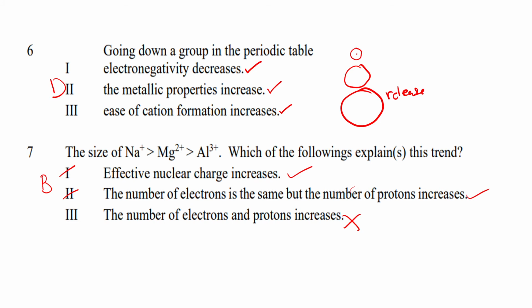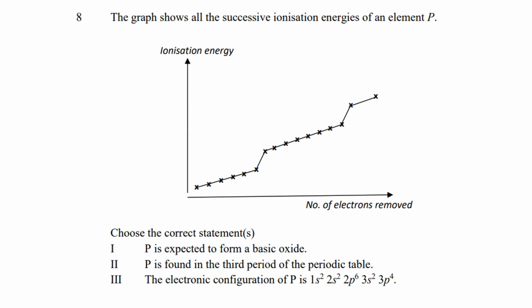Next, the graph shows all successive ionization energies of element P. If we count the total number of electron removed from this graph, 1, 2, 3, 4, 5, 6. So the 7th electron, 8, 9, 10, 11, 12, 13, 14, 15, 16. So it has 16 electrons. 16 points meaning that dia ada 16 electrons.